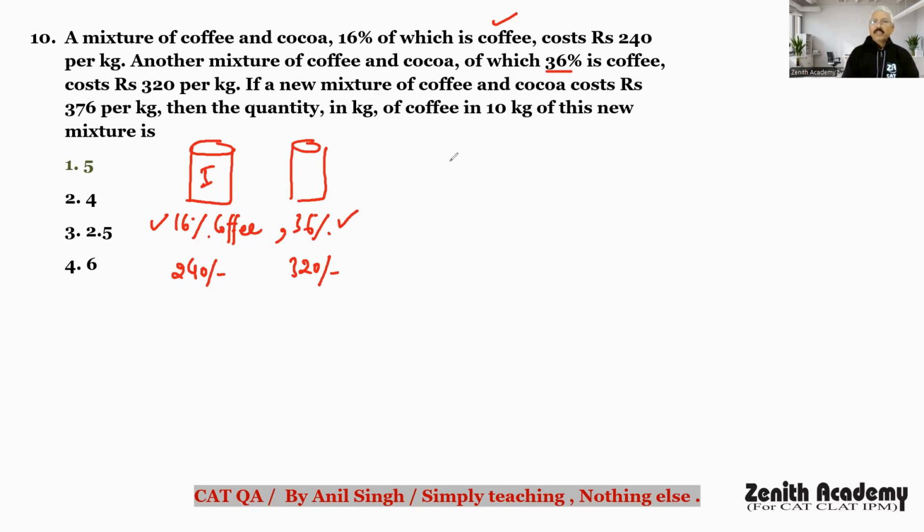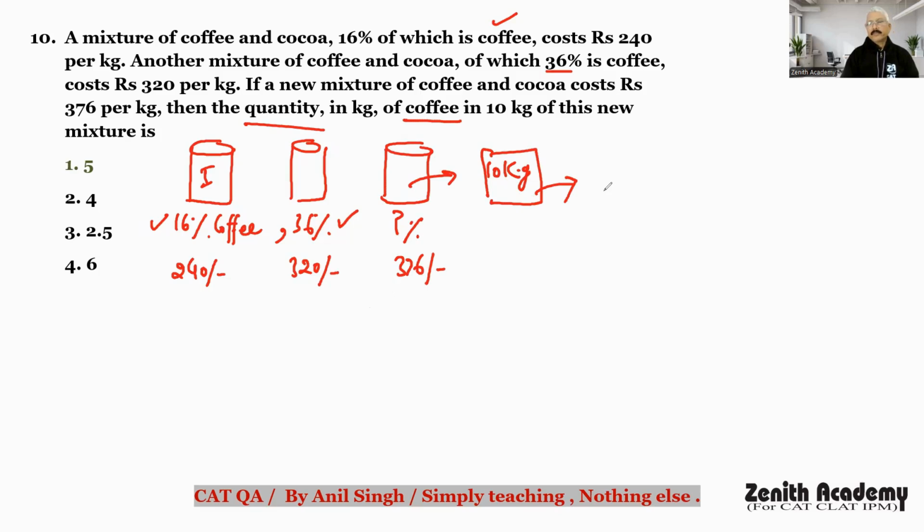In a new mixture of coffee and cocoa, the percentage of coffee is not given. The cost of the mixture is given as 376 rupees per kg. So such a 10 kg mixture will have what quantity of coffee? This will be our answer.